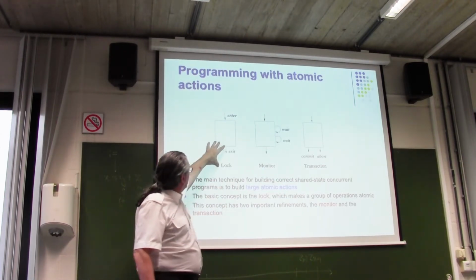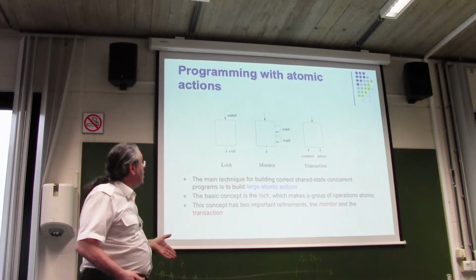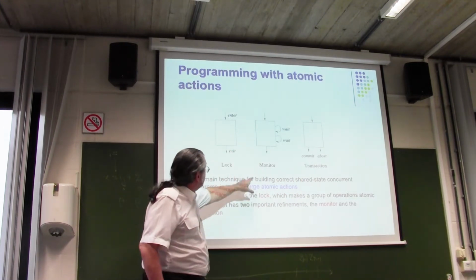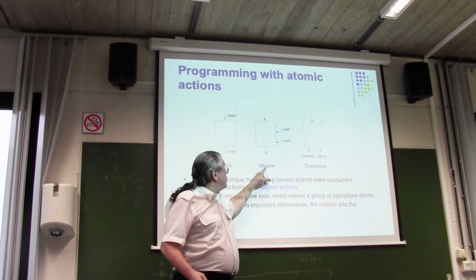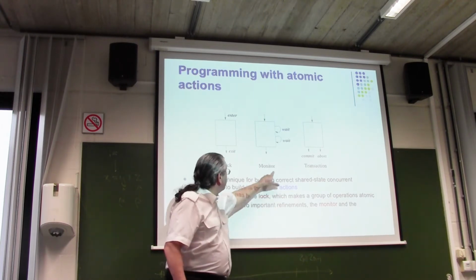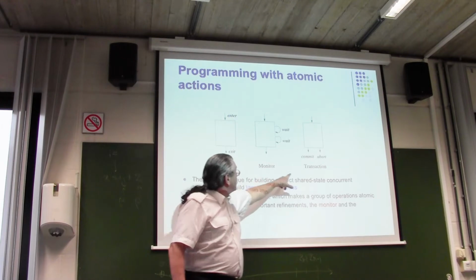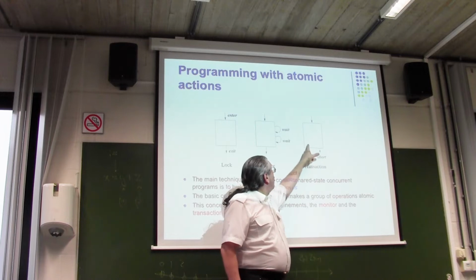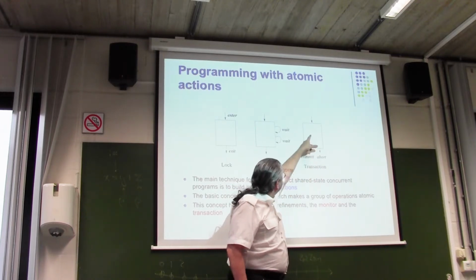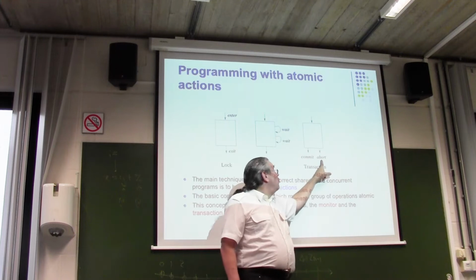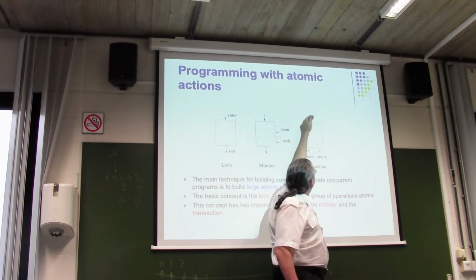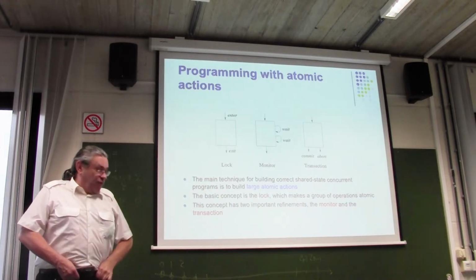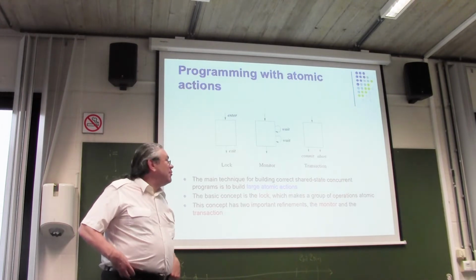The lock is the basic one. It's building a big atomic action. But the monitor and the transaction, they add something more. The monitor adds this thing called the wait set so that threads can collaborate. This is for collaboration between different threads. And the transaction adds the ability to abort. So the transaction can correctly execute, but it can also abort, which means that the state is returned to the initial value. This is really important if you can have failure, if your disk crashes, or your network crashes, or whatever.